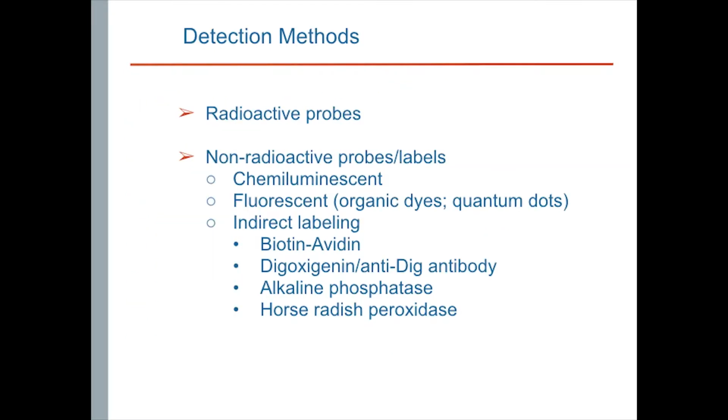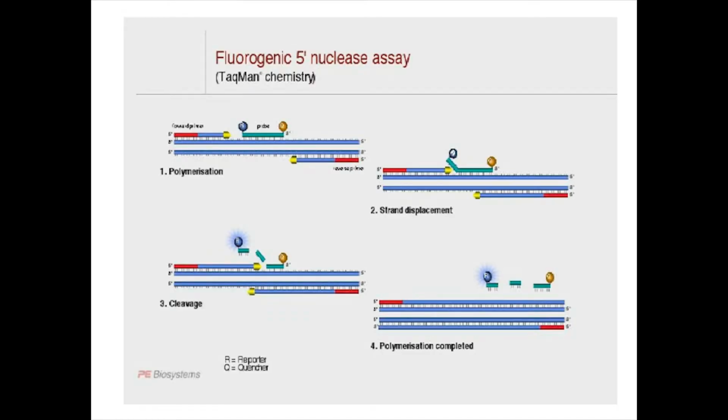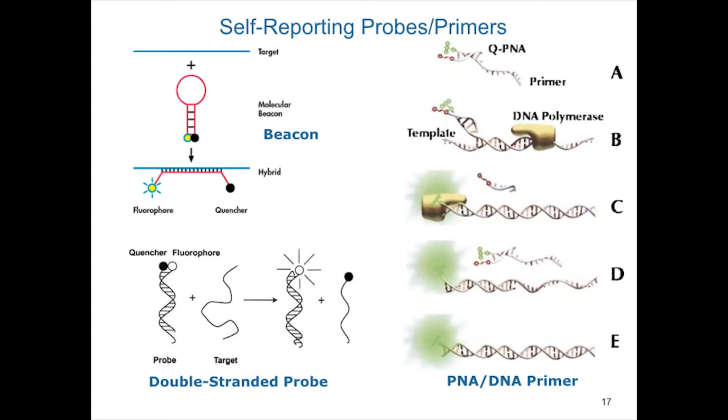Detection methods: radioactive, we've much gone away from that. Non-radioactive, that's what rules today, with chemiluminescent, fluorescent, and indirect labeling. These are some examples. TaqMan, there's probably hundreds of thousands of TaqMan probes that have been made now that use a fluorogenic label on the 5' end, where the exonuclease activity, the polymerase eats its way in, cleaves that fluorophore off, and then you get a fluorescent event because the fluorophore has been removed away from the vicinity of the quencher. These are self-reporting probe and primer types.